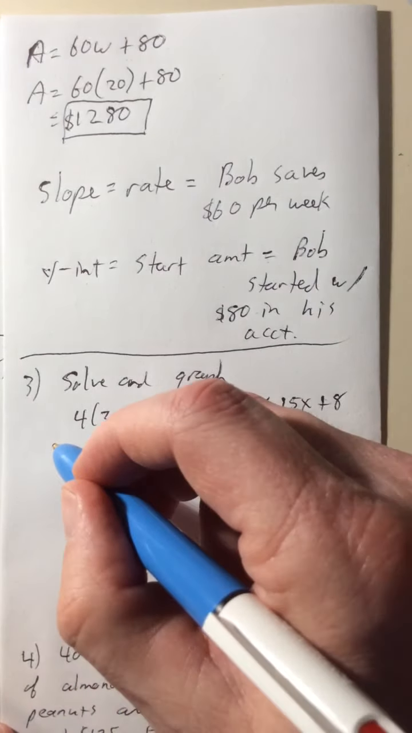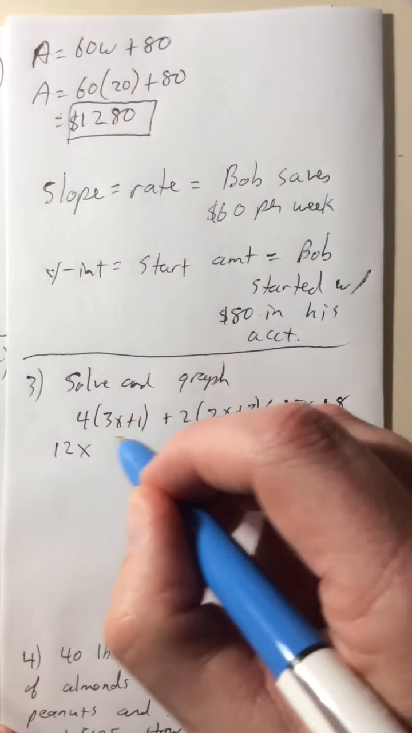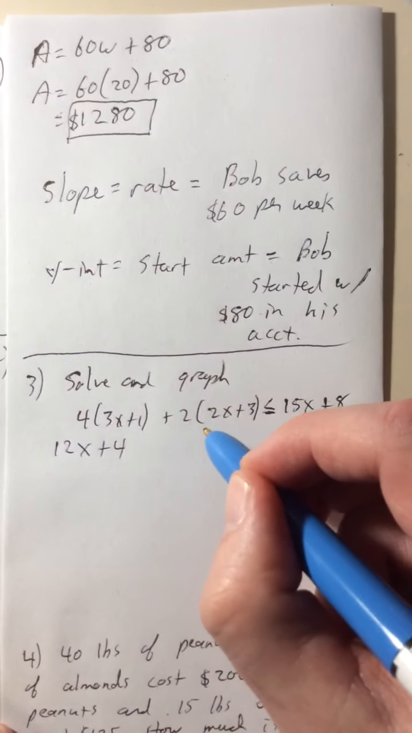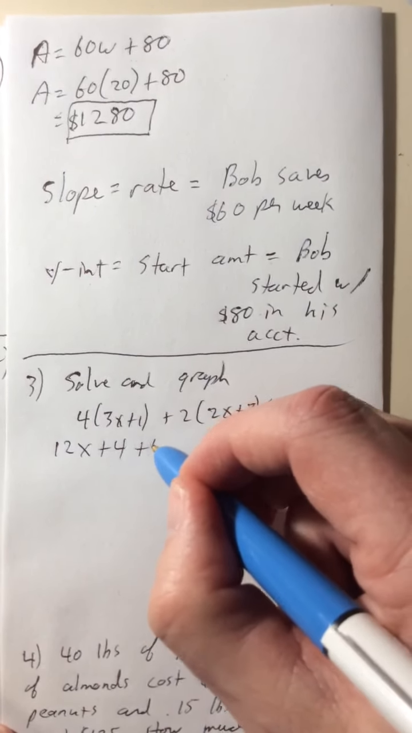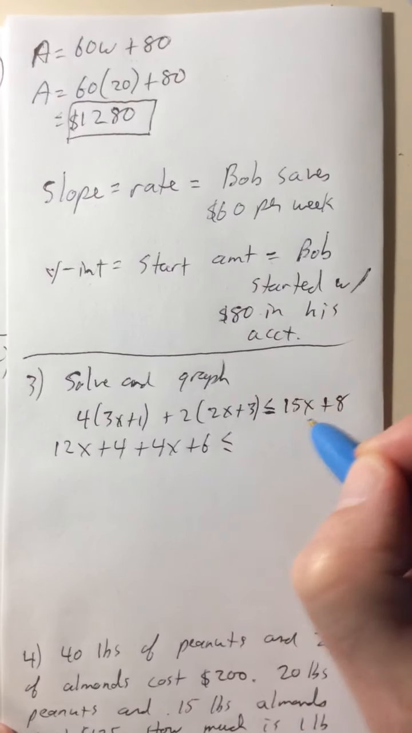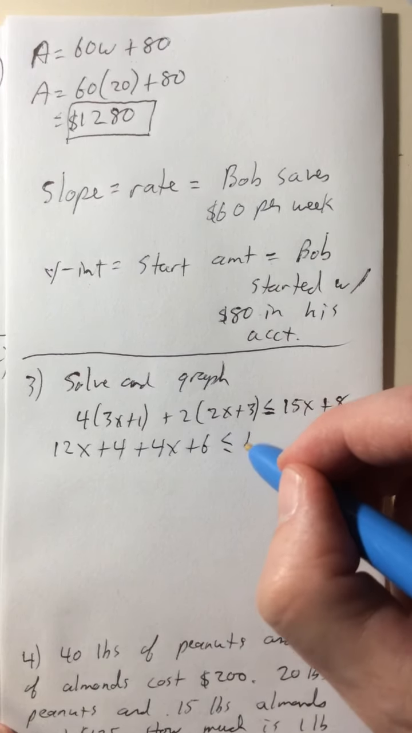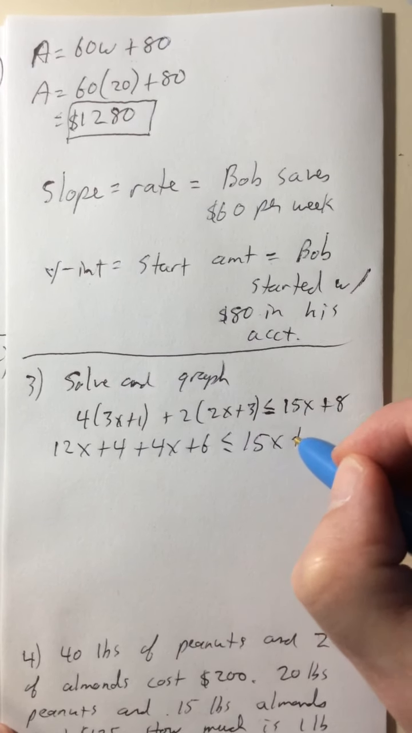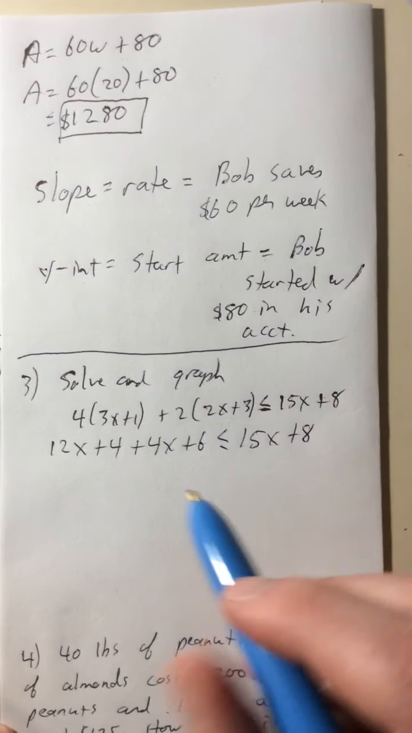So 4 times 3x is 12x. 4 times 1 is 4. 2 times 2x is 4x. 2 times 3 is 6. Less than or equal to, right? Same thing there: 15x plus 8. You're going to love how simple this comes out.